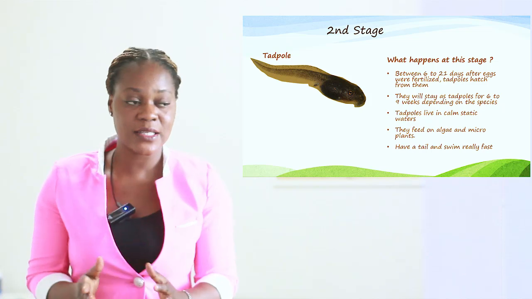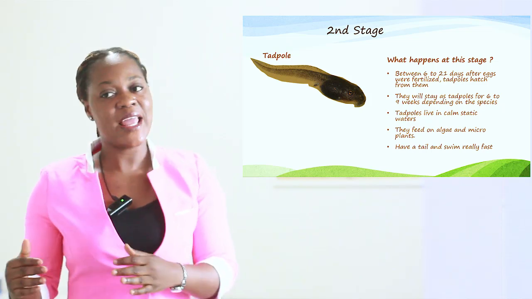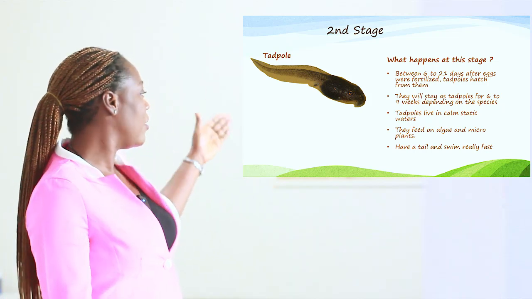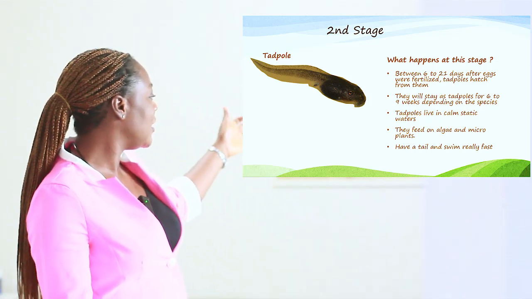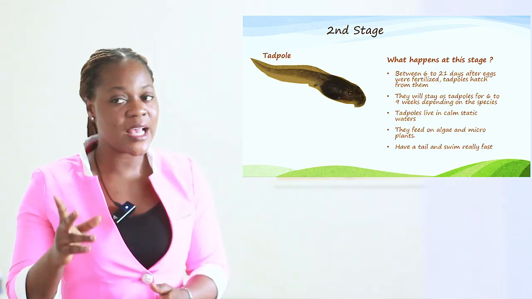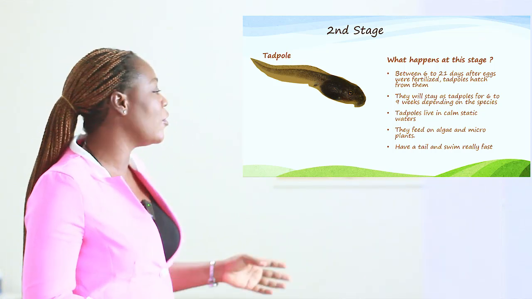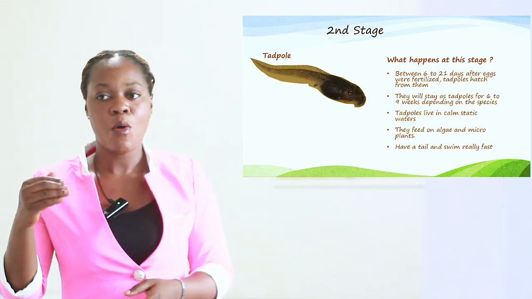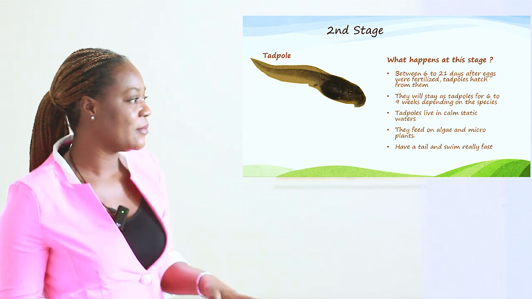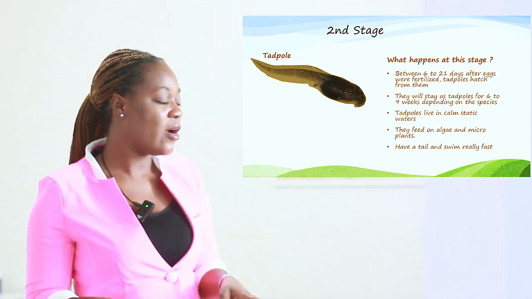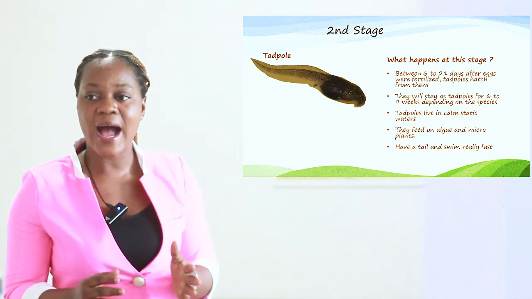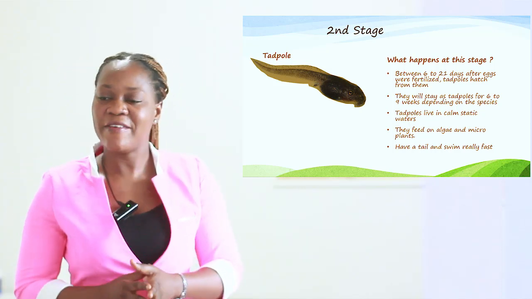It takes 6 to 21 days after the eggs were fertilized by the male frog to turn to tadpole. Can you see? 6 to 21 days. How many days do we have in a week? We have 7 days. But it takes 6 to 21 days for the eggs to turn to tadpole. And then tadpoles live under the water calmly. They feed on algae and microplants.